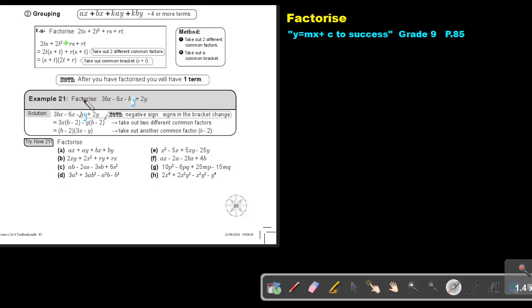Example 21. Factorize 3bx minus 6x minus by plus 2y. Now, if I take out 3 as a common factor, and I can take out x. If I divide, I'm left with b, and if I divide, I'm left with negative 2. Now, there is a negative standing there. As I said to you, if you come to a red robot, you must stop and you must think of your signs. Otherwise, you're going to make a sign accident.